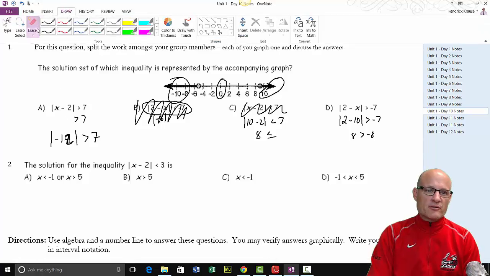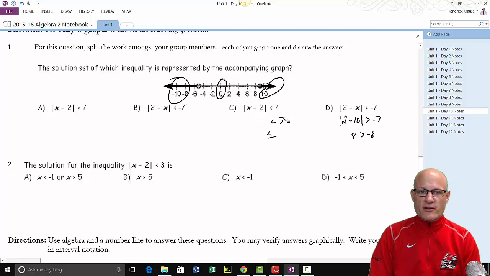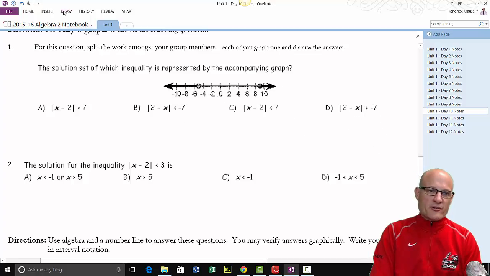I think the answer is A. Let's do this. I know it's not those two. Those two don't make any sense. And I'm relatively certain it's not these two. But let's just do it. This is x minus 2 is greater than 7, or x minus 2 is less than negative 7.